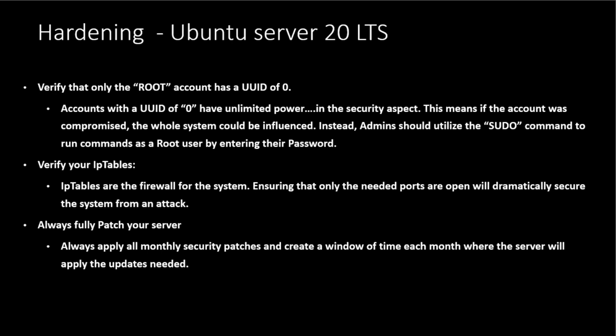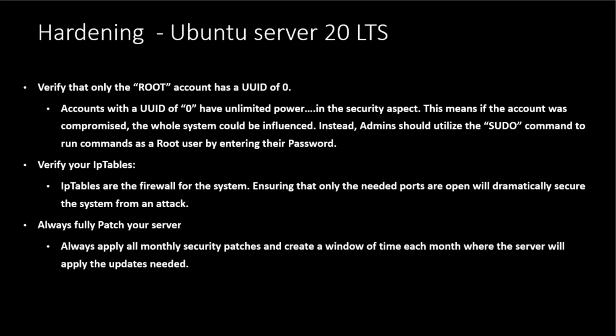There are 3 ways we can harden specifically the Ubuntu server. We can verify that only the root account has a UUID of 0. Accounts with UUIDs of 0 have unlimited power in the security aspect. This means that if the account was compromised, the whole system could be influenced and changed. Instead, admins should utilize the sudo command to run commands as the root user by entering their password.